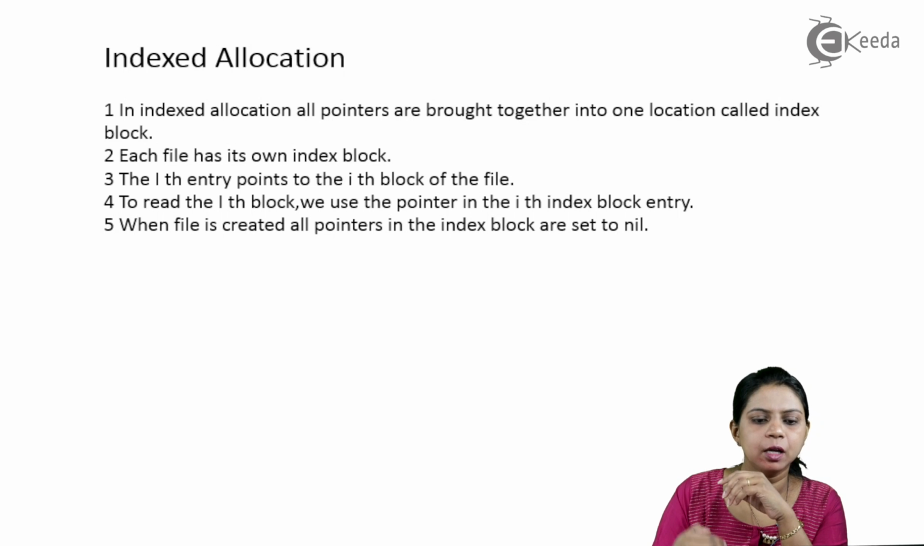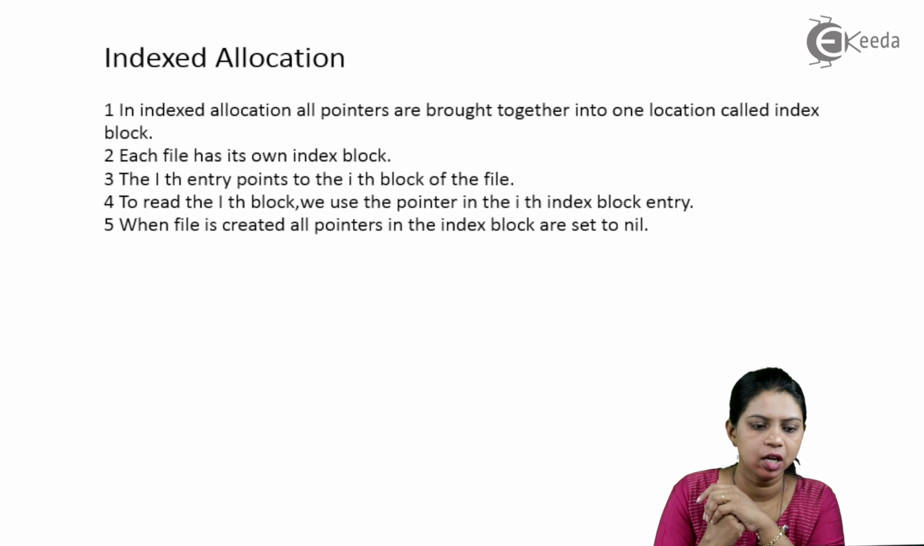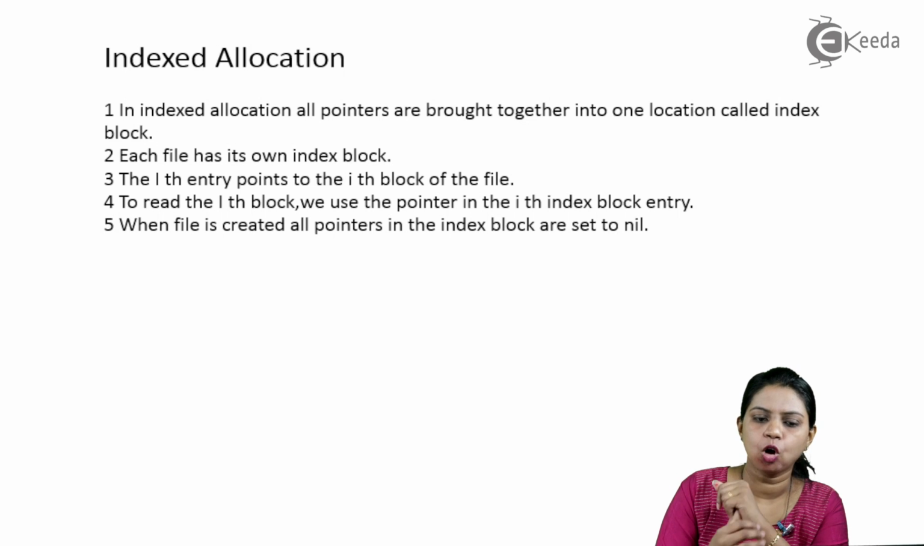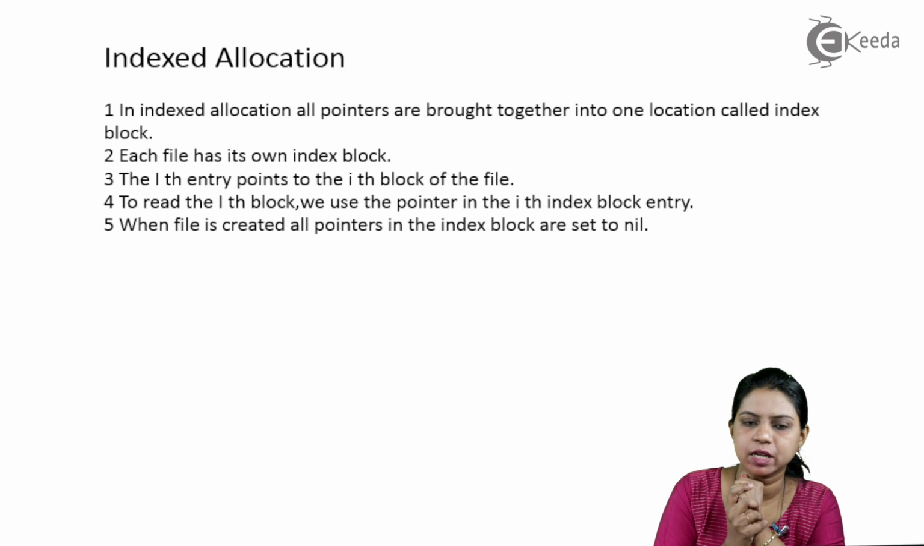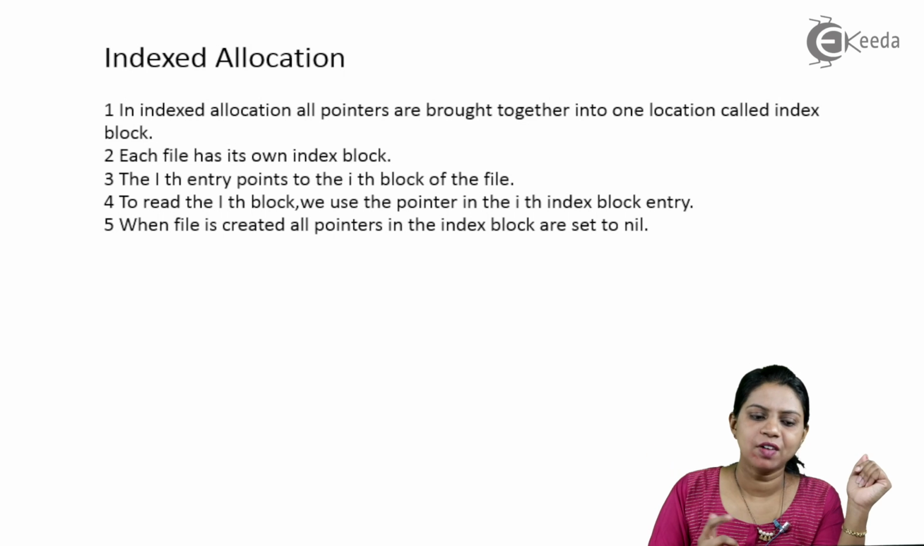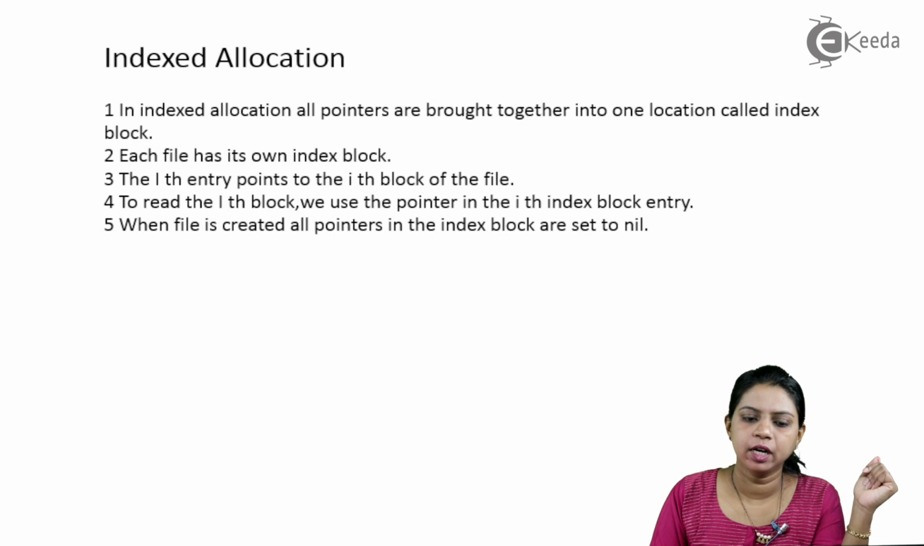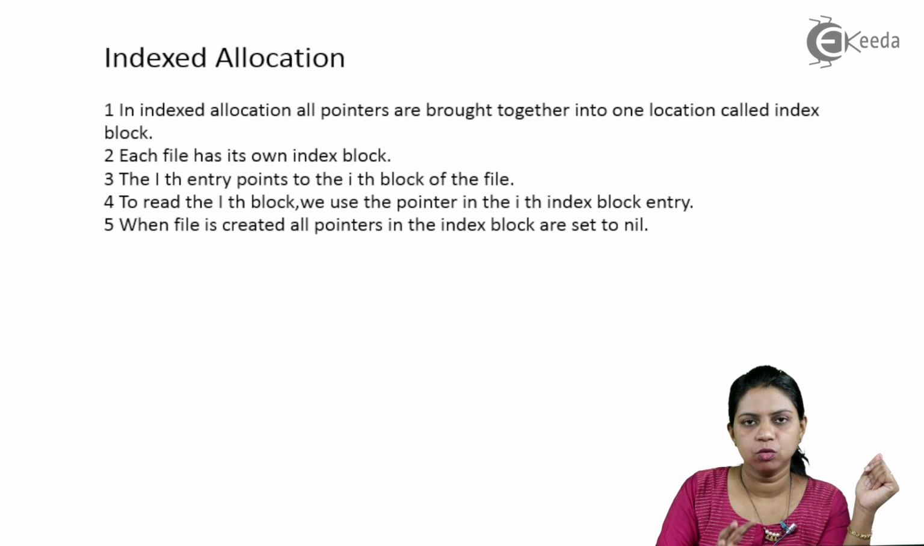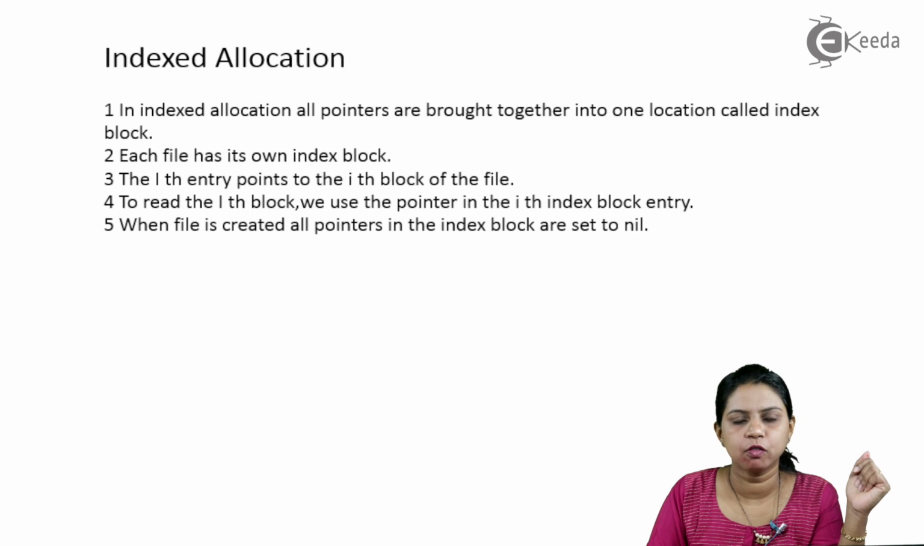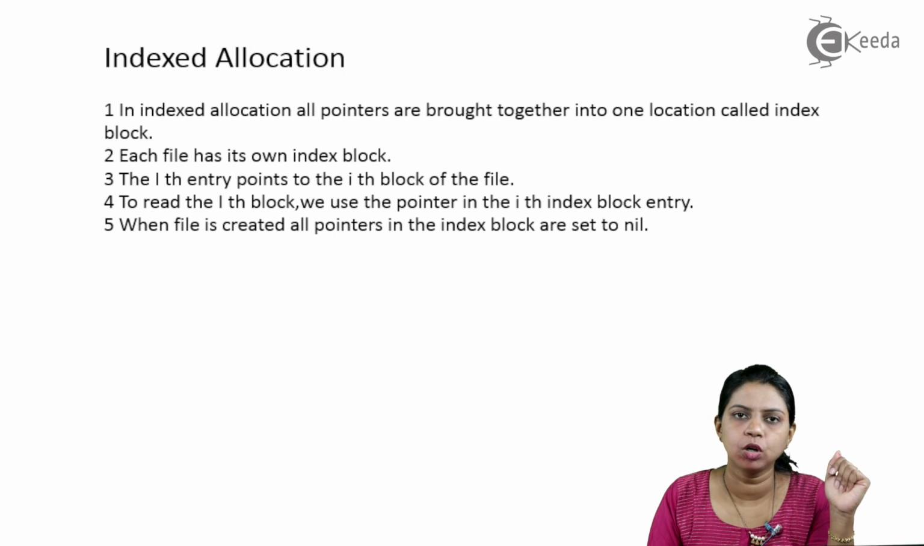So each file has its own index block. The ith entry points to the ith block of the file. To read the ith block, we use the pointer in the ith block entry, and when a file is created, all pointers in the index block are set to nil. Now we will see what is index block with the help of an example, then you will understand it more clearly.